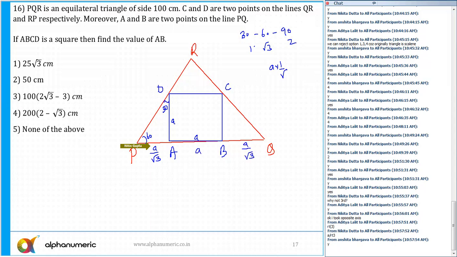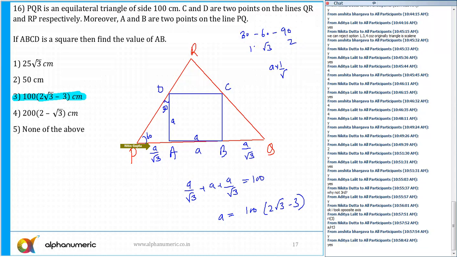So what is this? A by root 3 plus A by root 3, and this total length is equal to 100. So solve this, you'll get the value of A, which is 100 into 2 root 3 minus 3. So the answer is option number 3. Is that clear? So it's not a difficult one. We had done lots of questions like this in the class.